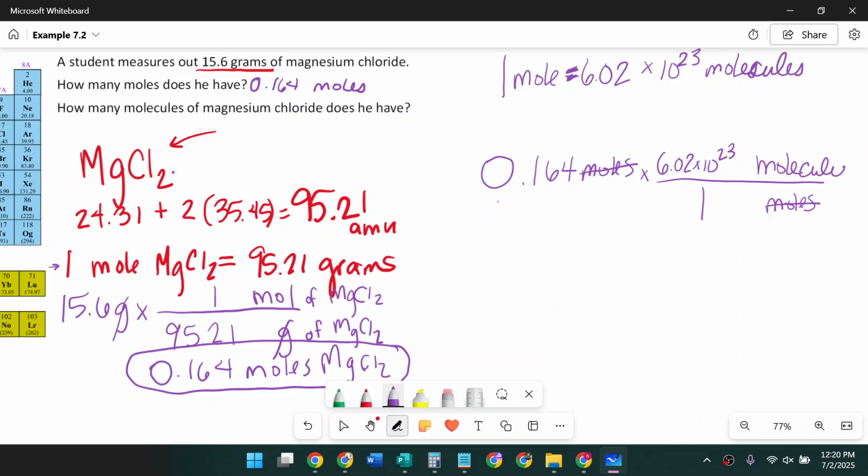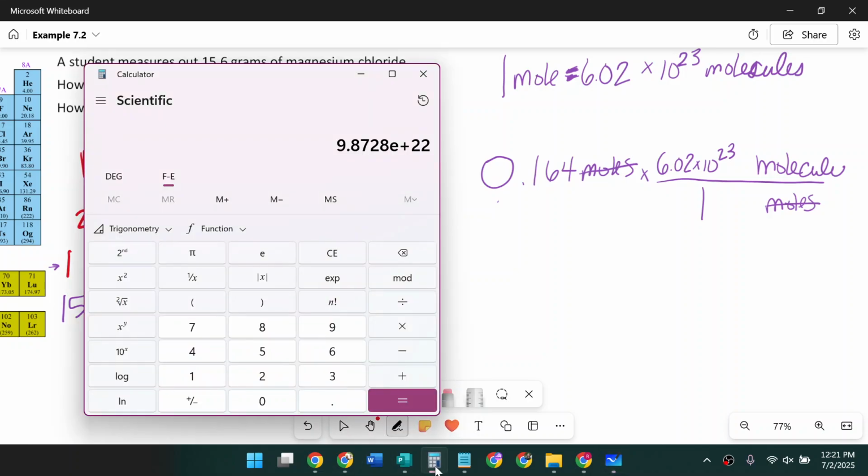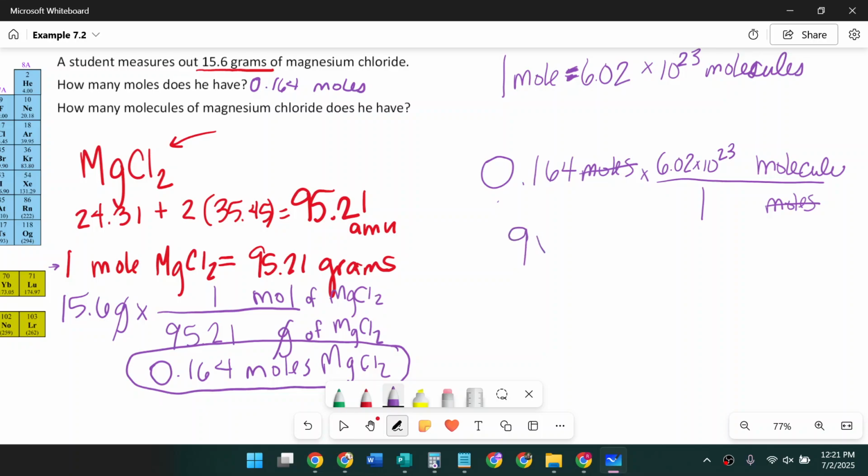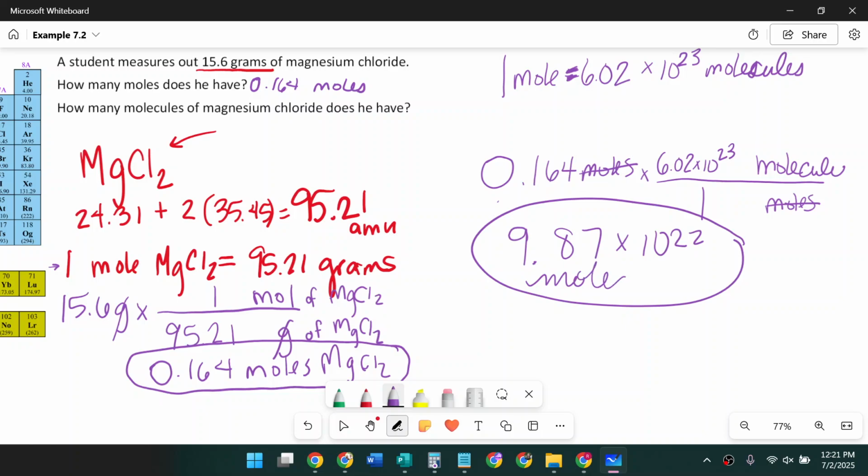So my answer is, now remember again, we have 3 significant digits here, and we have to worry about this one too. That's another 3 significant digits. So our answer has to have 3 significant digits. That's all we're going to keep from this. So 9.87 times 10 to the 22. That's how many molecules we have of magnesium chloride in our sample.